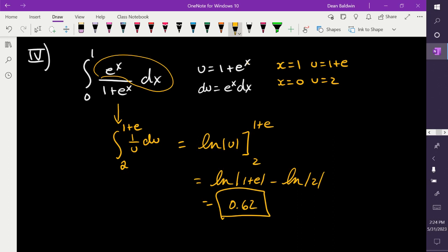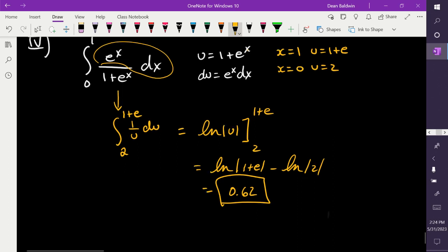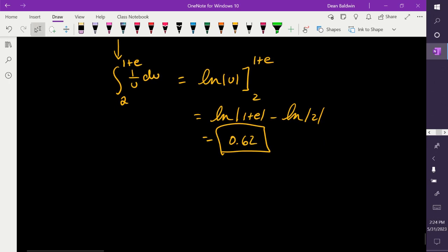Did we get it? I mean, look, you can just leave it as on a test. You can leave it as natural log of 1 plus e minus natural log of 2. That's the more accurate answer anyway. I just want you to be able to do it on your calculator as well. Let me do a couple other ones. All right. Can we do another one? May we do another one?